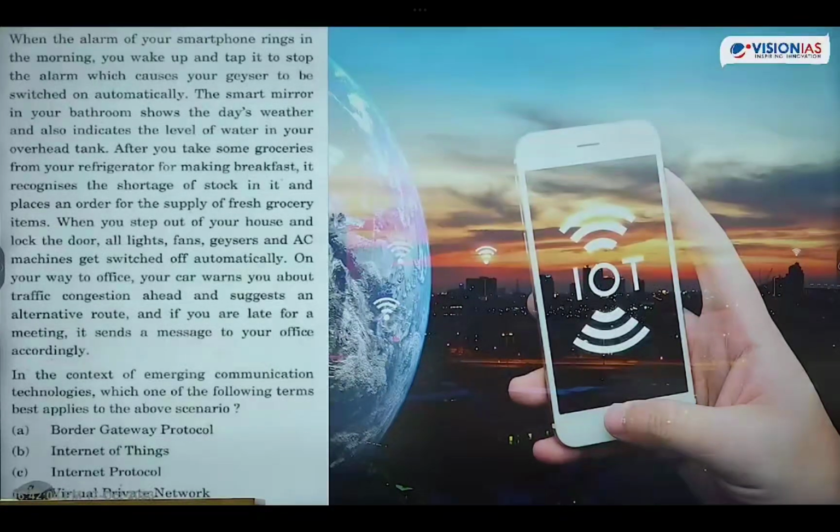When you step out of your house and lock the door, all the lights, fans, geysers, AC machines will get switched off automatically. On your way to the office, your car warns you about the traffic congestion ahead and suggests an alternate route. If you are late for the meeting, it sends a message to your office accordingly. So in the context of emerging communication technologies, which one of the following terms best applies to the above scenario?